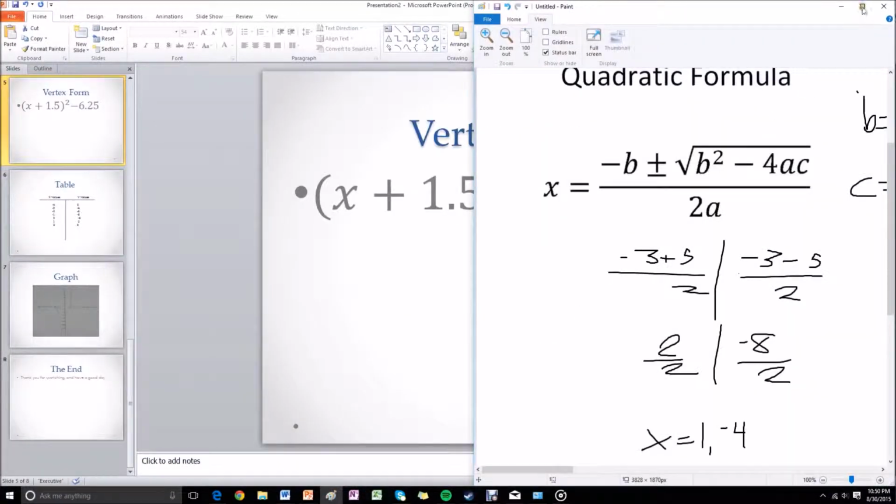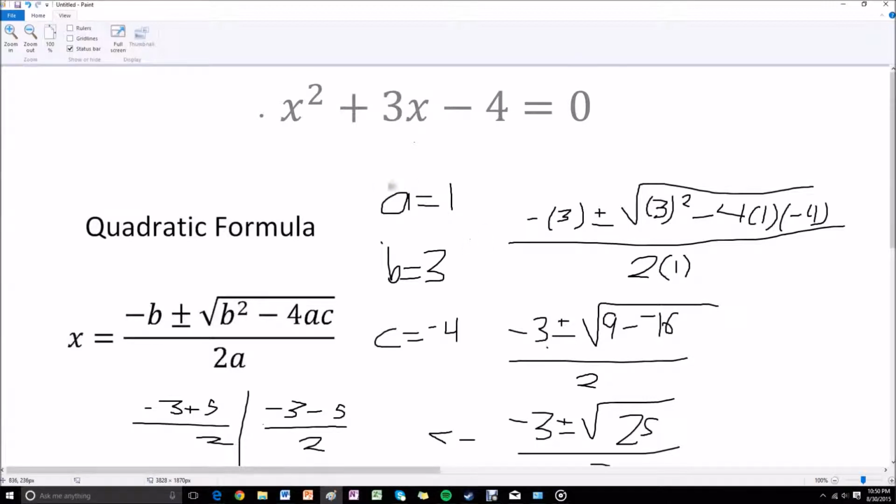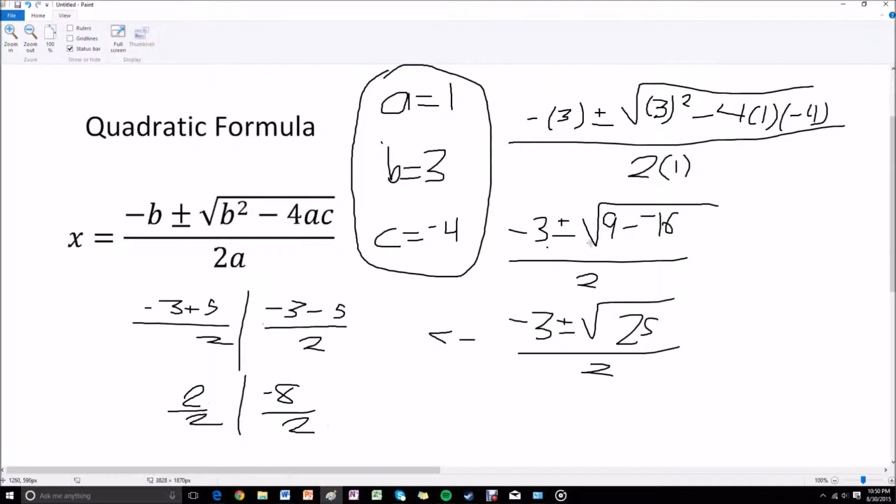To use the quadratic formula, first we need to figure out our values. We know from the equation that a is equal to 1, b is equal to 3, and c is equal to negative 4. With this knowledge, we can plug it into our equation. After doing so, we combine like terms, and we end up with the result shown.